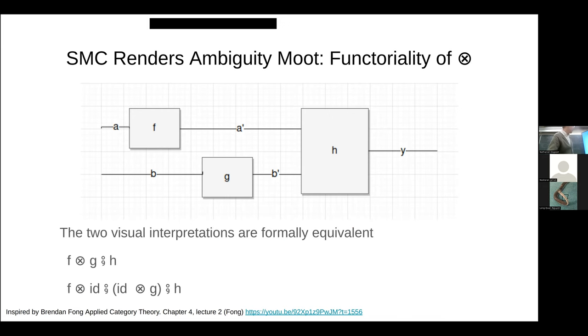Maybe you would criticize, but F tensor ID, right? Where'd the ID come from? It's a wire, right? So F tensor ID composed with, what's this next one? Where'd that come from? ID tensor G. Yeah, so it's this wire with G, right? Because like that wire, it's just another identity, right? It's another identity composed with H. H here is waiting for a tensor of things, and it's going to suck it in.